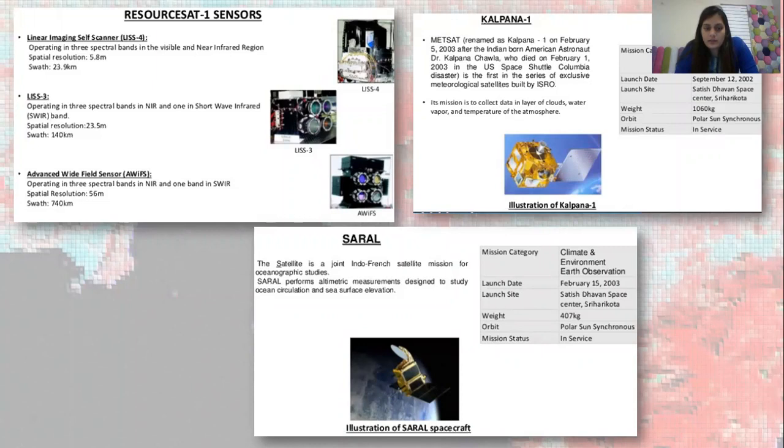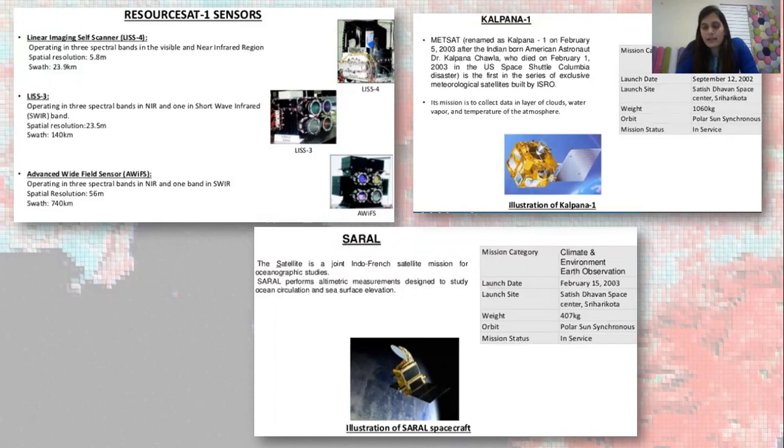What is SARAL? It is a joint Indo-France satellite mission for oceanography. SARAL performs altimetric measurements designed to study ocean circulation and sea surface elevation. Means here, especially, we are going to study sea surface elevation and ocean circulation. The related terminology for oceanography and sea surface elevation can be known. Again, this satellite is polar sun-synchronous.